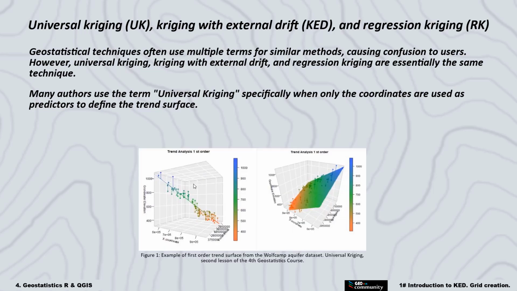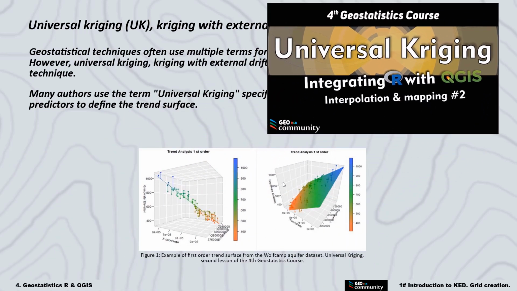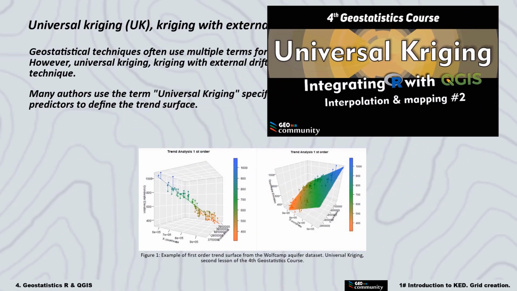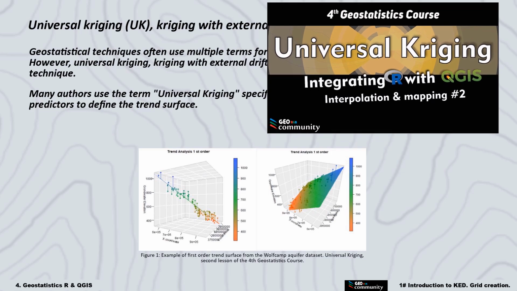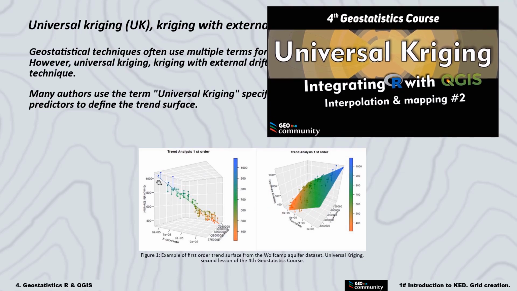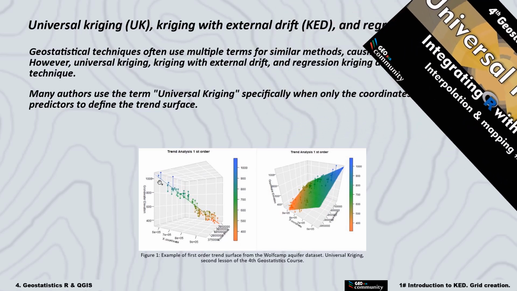Here we have an example of the Universal Kriging where we fit the first order trend surface on the dataset. In this case is the Wolkamp aquifer. This example comes from the second lesson of the fourth Geostatistics course about Universal Kriging. I recommend to watch that video tutorial.